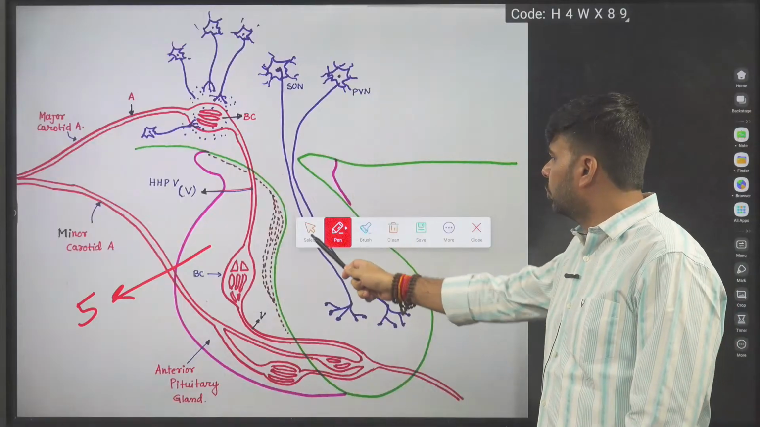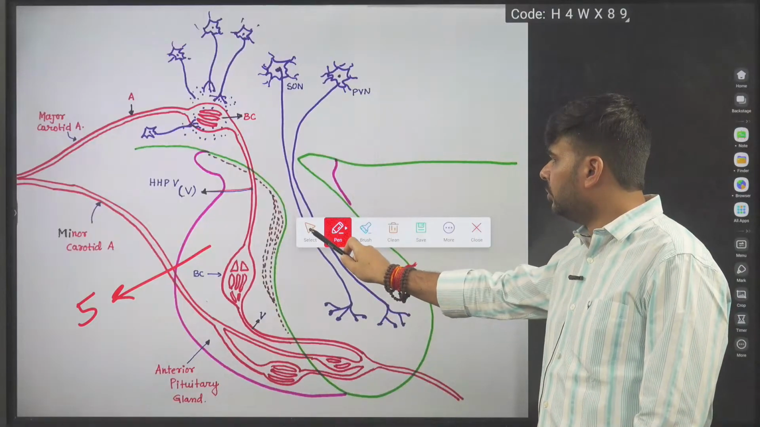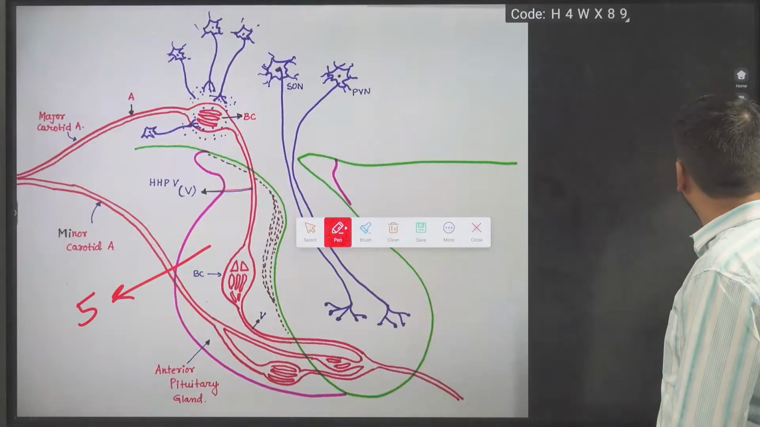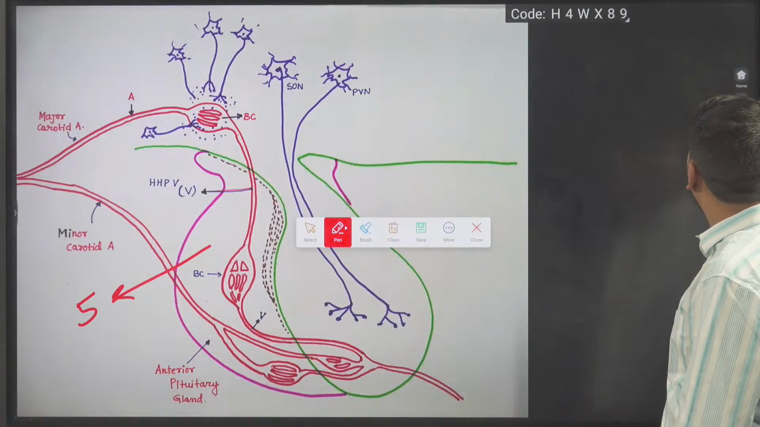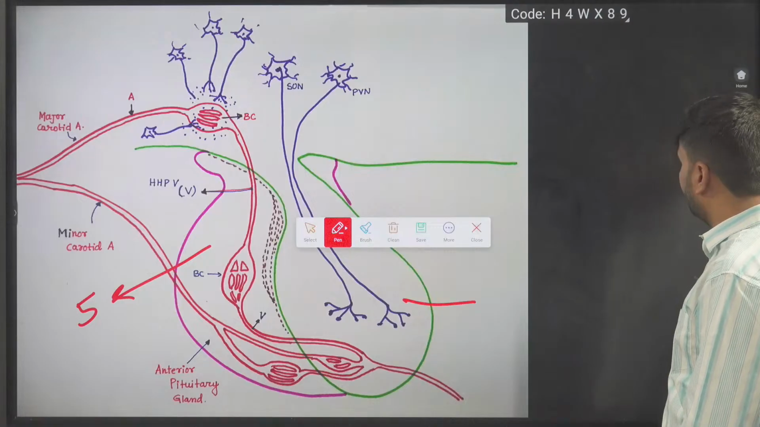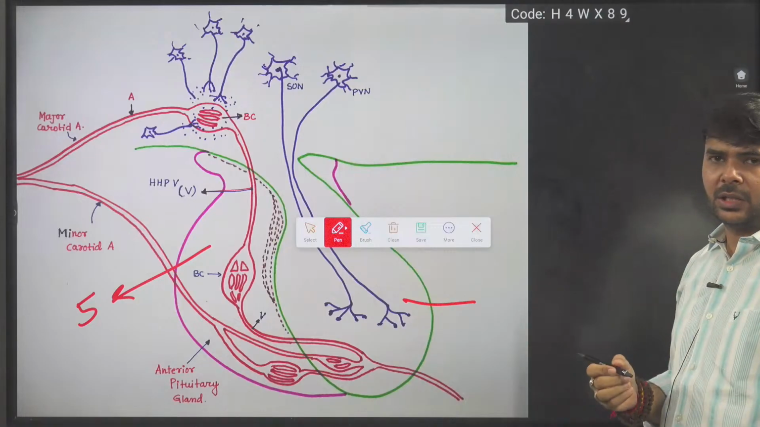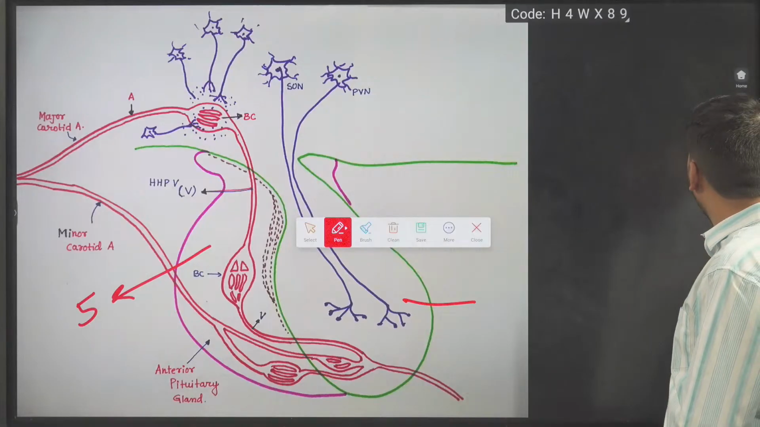Now you go to the next part. There is lag. Just give me 1 minute to solve this.